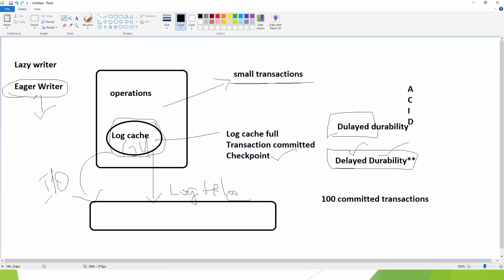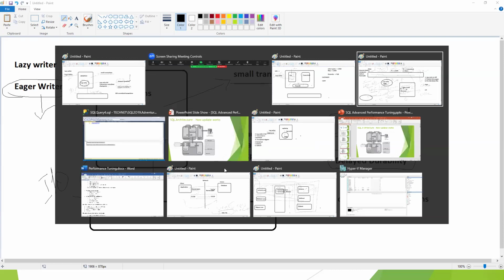I don't have much information like its frequency. I don't think it executes at a certain frequency, but if there are any bulk operations, it triggers the eager writer, which checks the pages modified by the bulk operation and writes them into the data file. So these are the concepts that we have. Any questions?